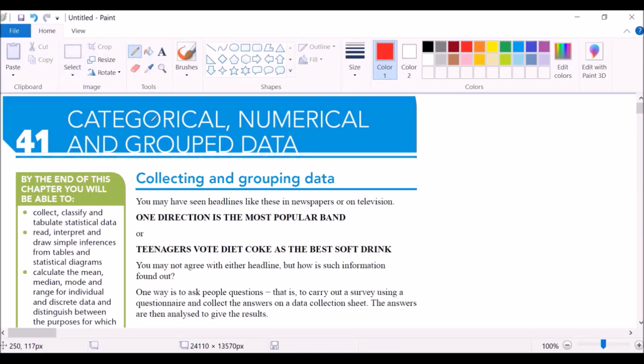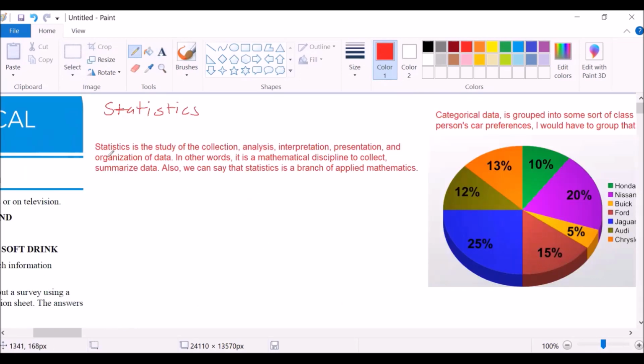Today we start on a topic, categorical, numerical, and grouped data. This is part of O Level IGCSE Mathematics, where we'll be looking at the section of statistics. Now, statistics is a branch of mathematics that deals with collecting, analyzing, interpreting, and presenting data in an organized format. So the main aim of statistics is to summarize data. It is a branch of applied mathematics.